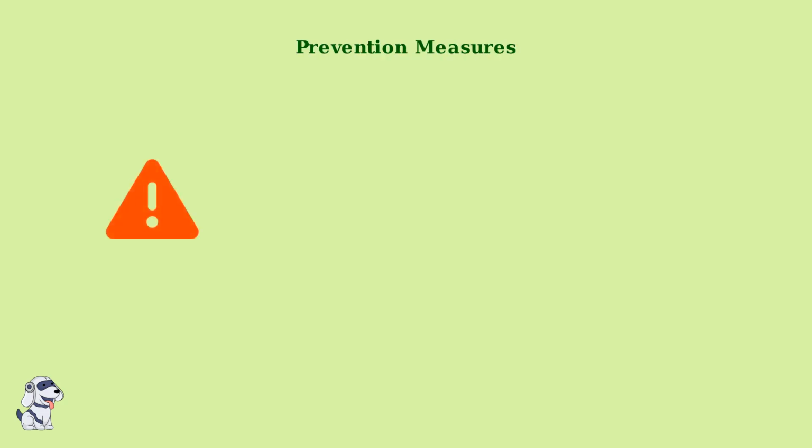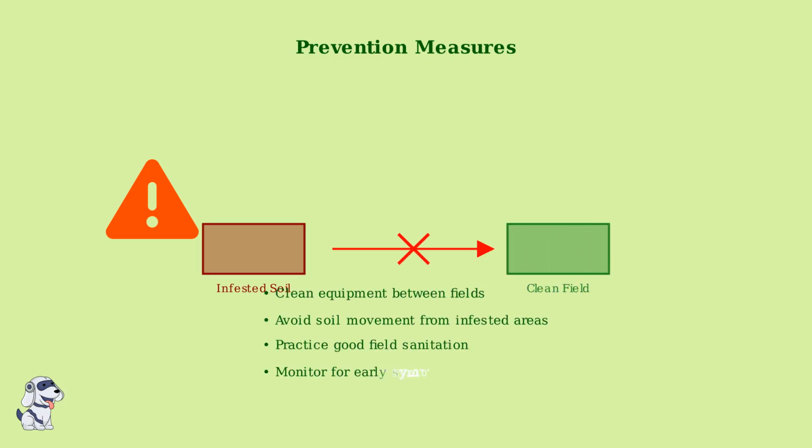Prevention is crucial in Fusarium management. Avoid moving soil from infested areas to clean fields, as this can spread the pathogen. Clean equipment between fields and practice good sanitation to prevent contamination.